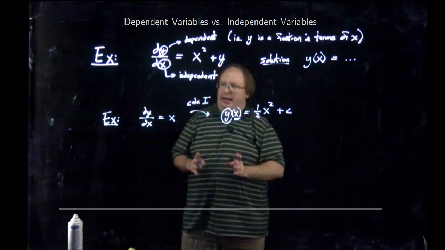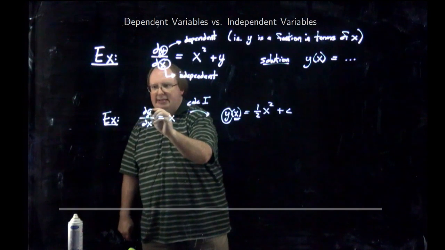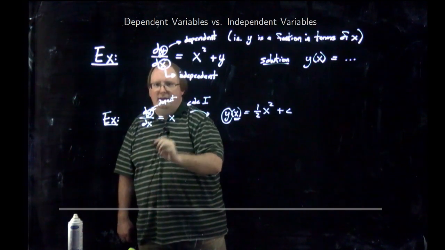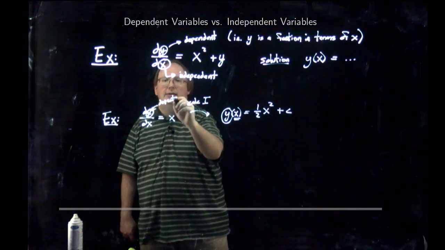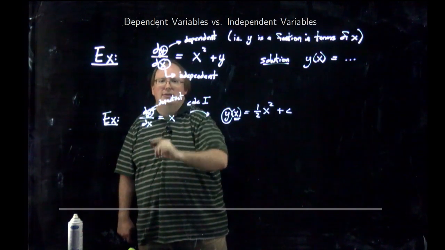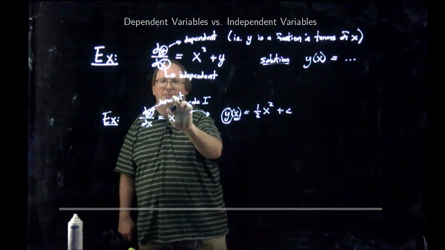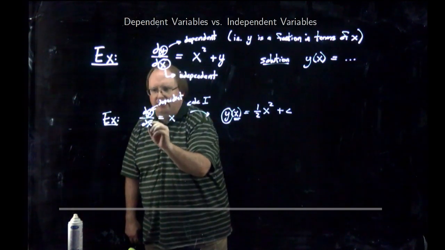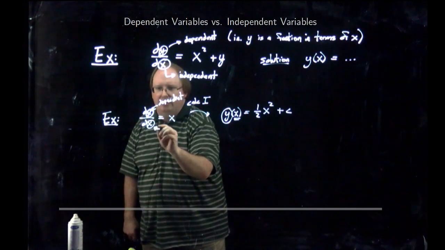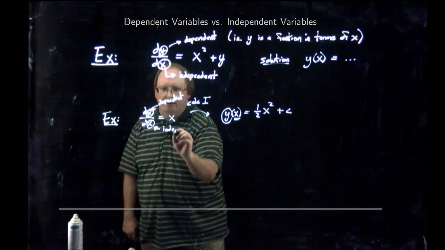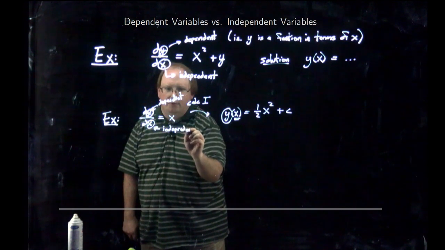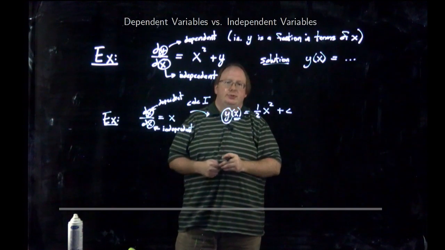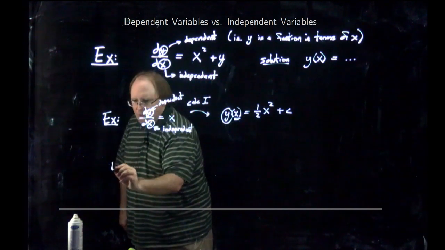So just by looking at the ODE, we can see that this is going to be dependent, and this little guy is going to be independent. Now these, of course, are two very simple examples. So let's try to look at one a little bit more complicated.